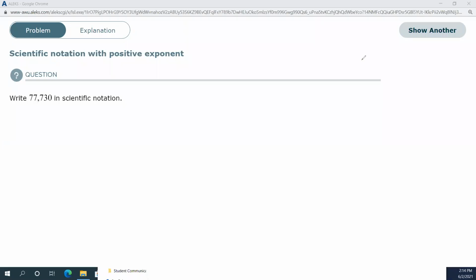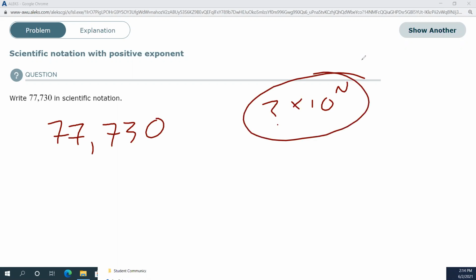Okay, to write something in scientific notation means you need to end up with a number between 1 and 10 multiplied by 10 to some power. And that power is going to just be an integer. So no fractions, no decimals, though it can be negative. So 77,730. What I end up with needs to be equivalent to that, but just written in that form.